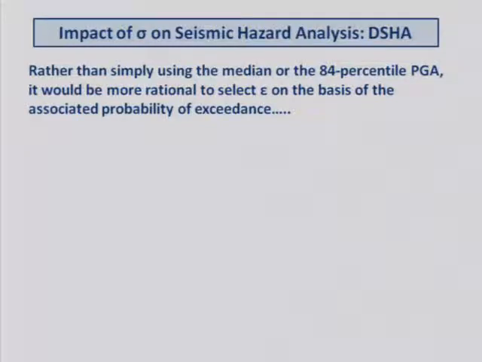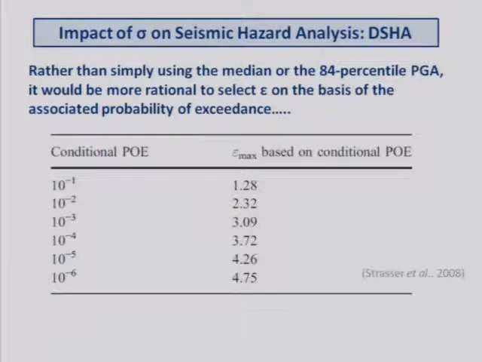It would possibly be a more rational approach, since we are talking at that stage about a probabilistic distribution, regardless of whether our philosophy is probabilistic or deterministic. A more rational way might be to say, I've chosen my earthquake scenario in terms of magnitude and location. Let me choose the epsilon value so that it corresponds to a probability of exceedance that I'm comfortable with. And if we wanted a conditional probability of exceedance of 0.1, it would give us 1.28 epsilons, rather than the 1 that's normally added.